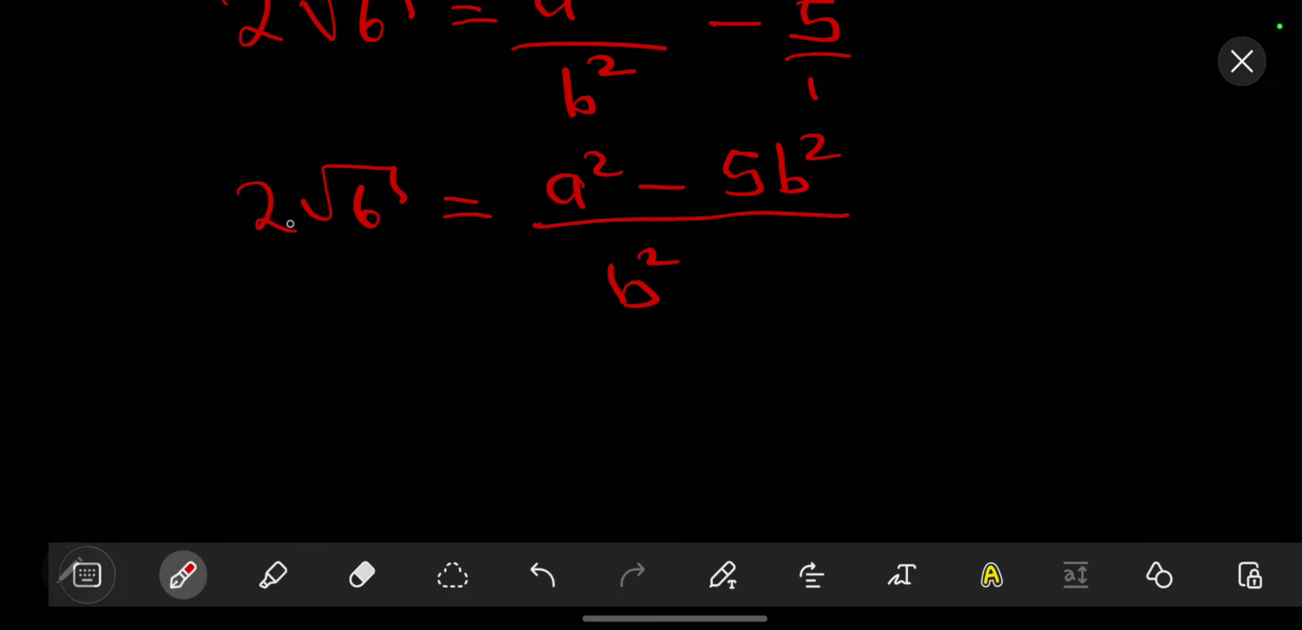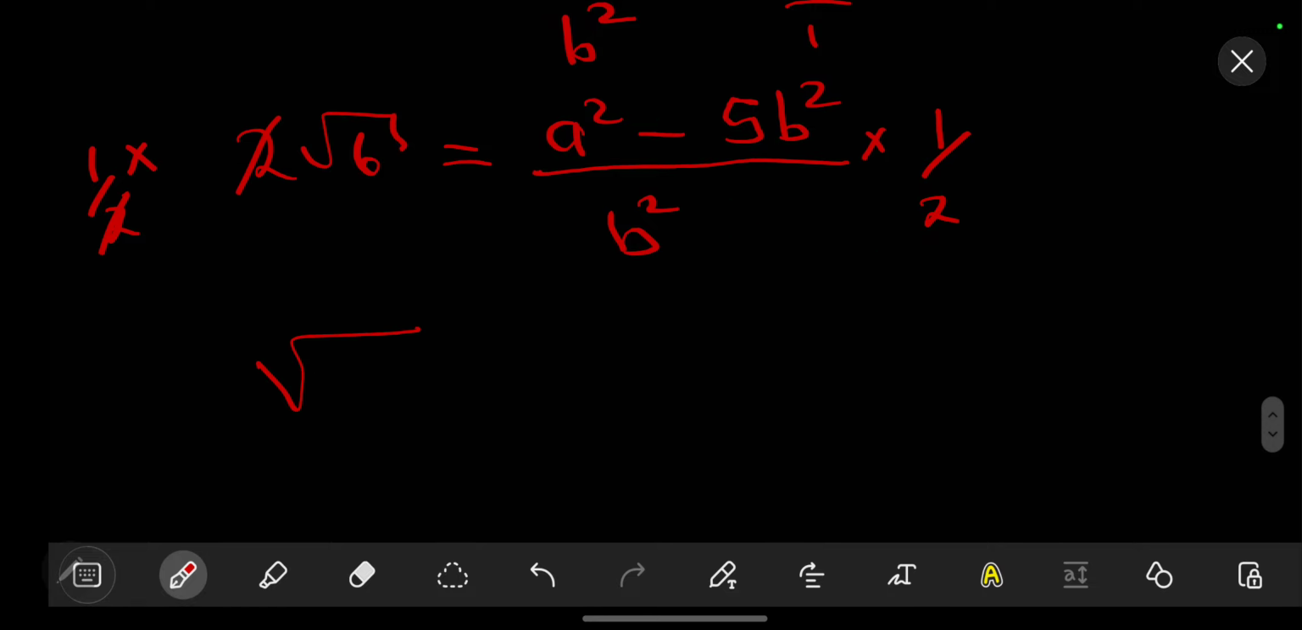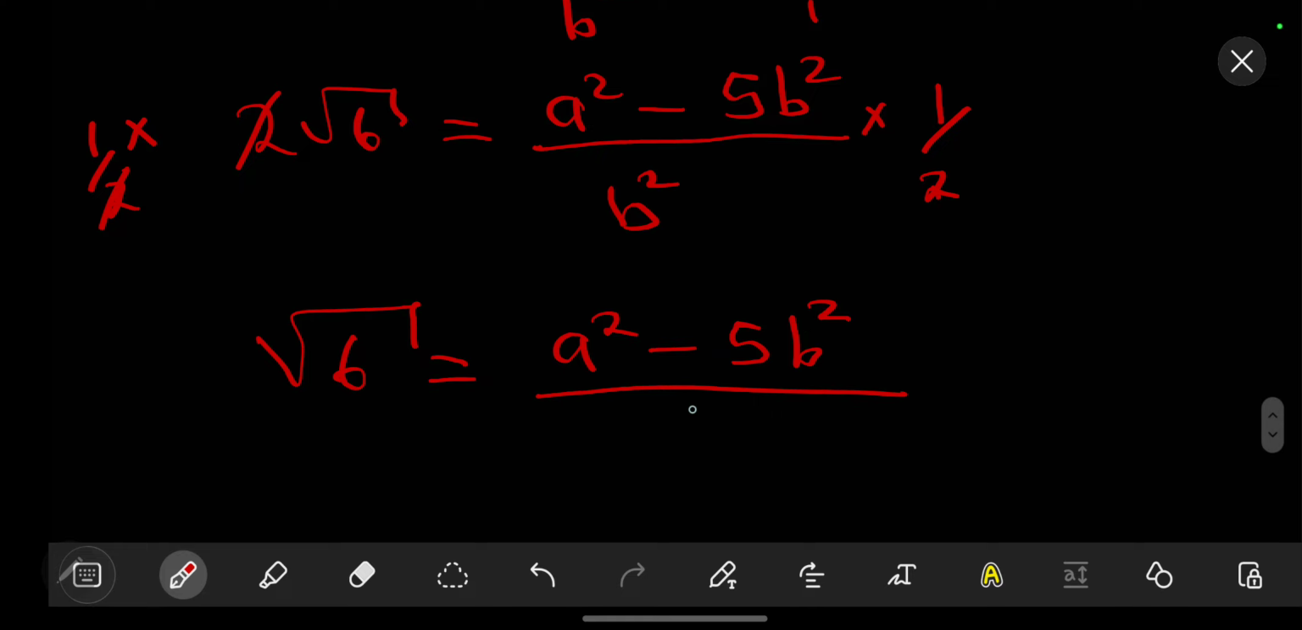So all we have to do now is make sure that this is left alone. How do we do that? We can just choose to multiply by 1 over 2. Whatever you do on this side, you do on the other side, times 1 over 2. So this and this go. We are going to have square root of 6 equal to 1 over 2 multiplied with this, so we have a squared minus 5b squared, over 2 times b squared, which is 2b squared.